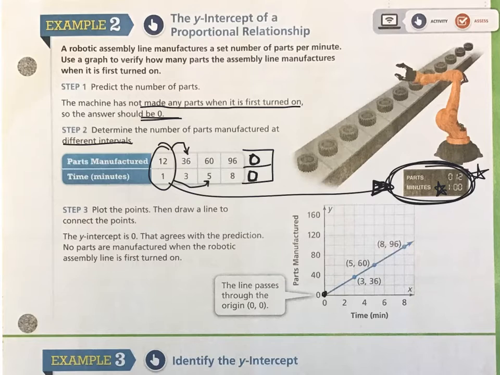You can see from the graph that they have plotted other points from that data table. 3:36 stands for 3 minutes and 36 parts. 5:60 stands for 5 minutes and 60 parts. And 8:96 stands for 8 minutes and 96 parts. Since this is a proportional relationship, it goes through the point 0, 0, meaning for every single minute that that machine is running, it produces the exact same number of parts, beginning at 0 minutes and 0 parts.